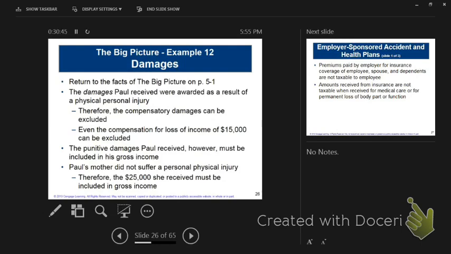The punitive damages, however, would be included in his income. Any punitive damage he would. And his mom would have to include hers, because remember, she was just traumatized by witnessing it. And maybe she actually was. But that was it. Let me think about it.